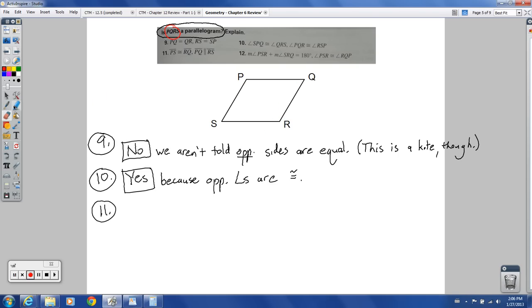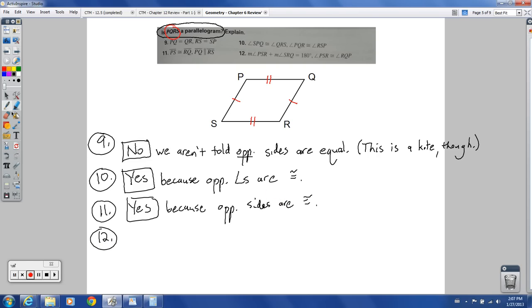Now number 11. Start afresh, start anew. We're saying this time that PS is congruent to RQ, and PQ is congruent to RS. Okay, so is that enough? Yes. Now we have number 9, it wasn't enough. We had consecutive sides, but now we have opposite sides. So this one, yes. And why? Because opposite sides are congruent.